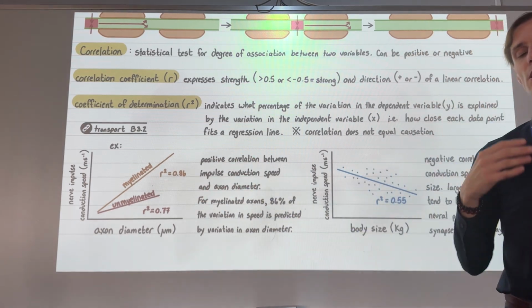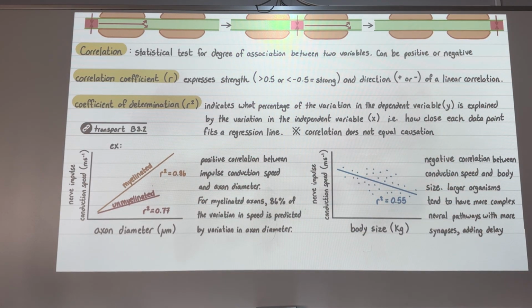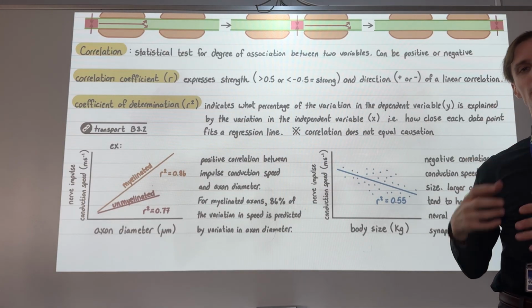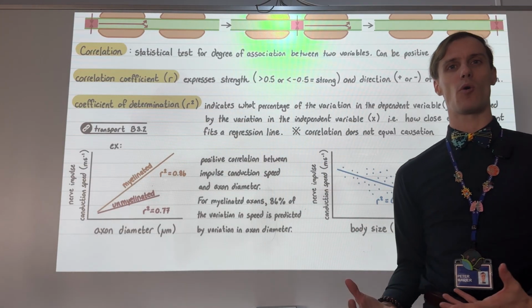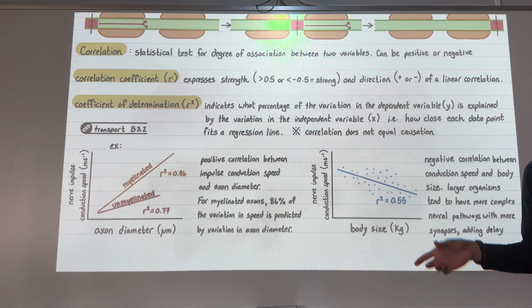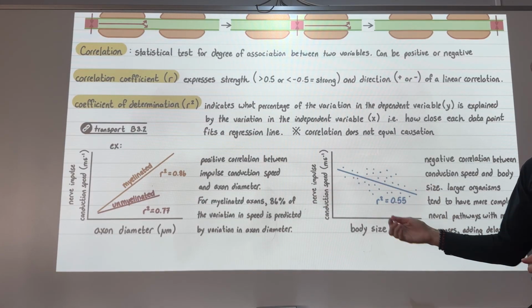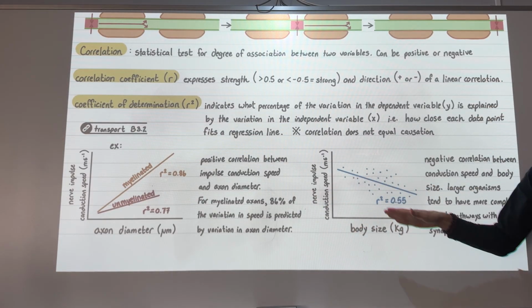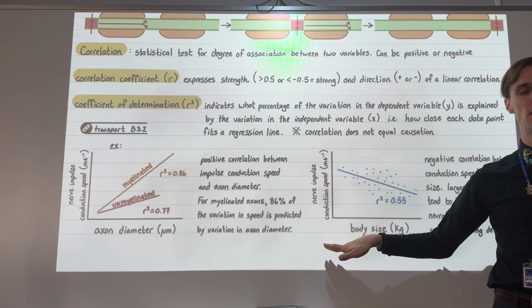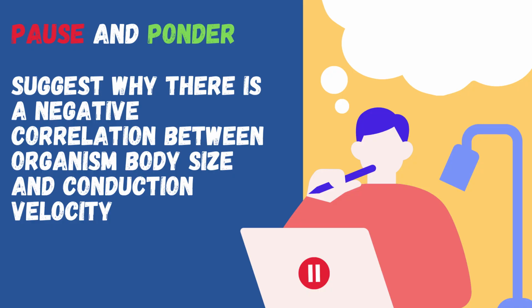Now, there's another type of relationship that we want to explore here, and that was, what is the correlation between nerve impulse and the body size of an organism? Well, in this case, we actually get a negative correlation, where the larger the body size becomes, the lower the conduction speed. Now, why might that be?